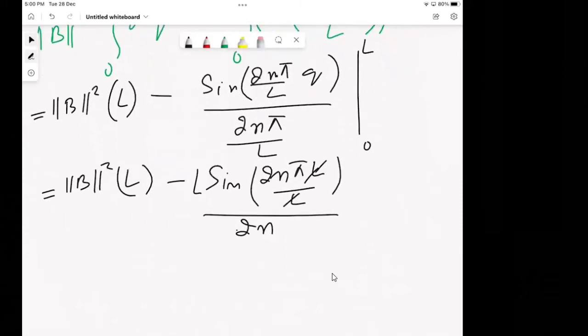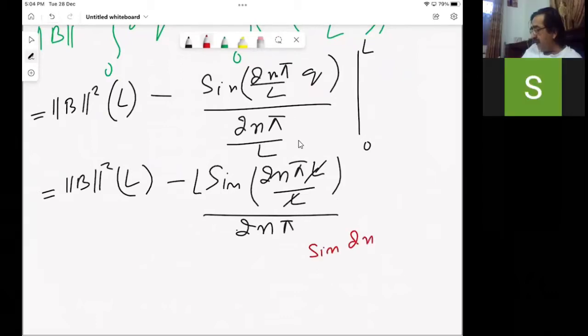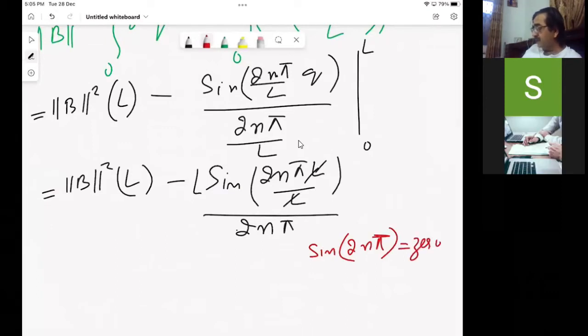So what is sine 2 pi? Sine 2n pi is equal to 0. So this total term becomes 0. So you got it. Be careful.